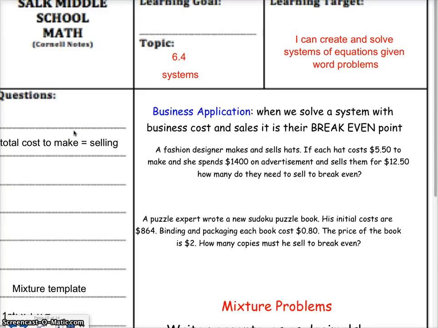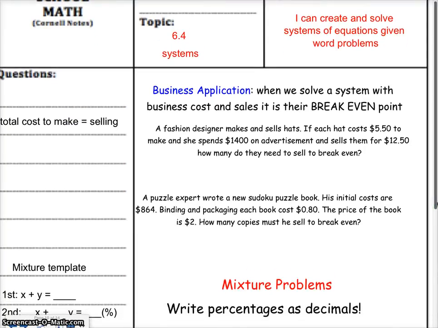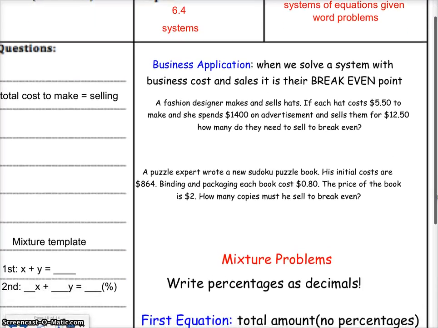We are moving into the real life application of systems of equations, and that's what businesses use and chemists use it to apply to help create mixtures or maximize profit or see how much they need to sell to break even. And here's a business application. When we solve a system with a business cost and sales, it's their break even point.